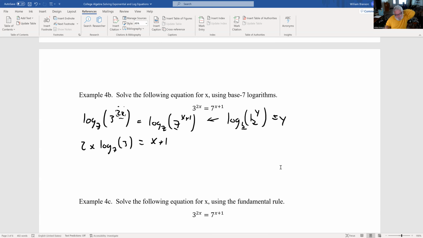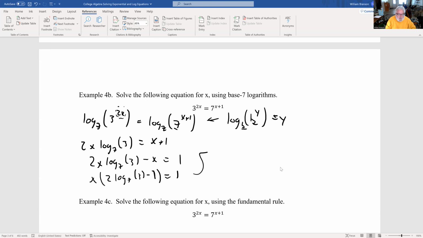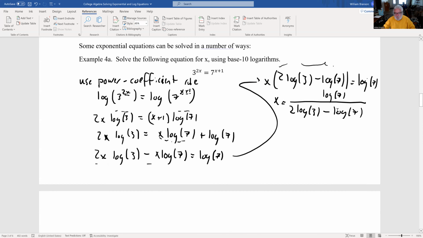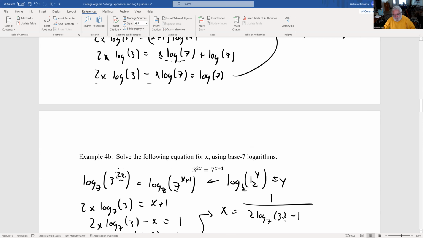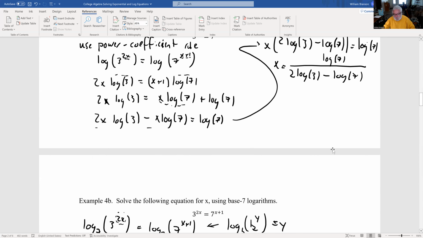Right, and now we need to solve for x. So same kind of thing, we need to get all the x's on one side, all the terms without any x's on the other side. So we'll subtract an x from both sides, factor out the x, and then divide through. Right, and that will be, if you have a calculator or Microsoft Excel or something on a computer that can do log base 7 of 3 and grind out what that number is, it's the same number that you would get here.